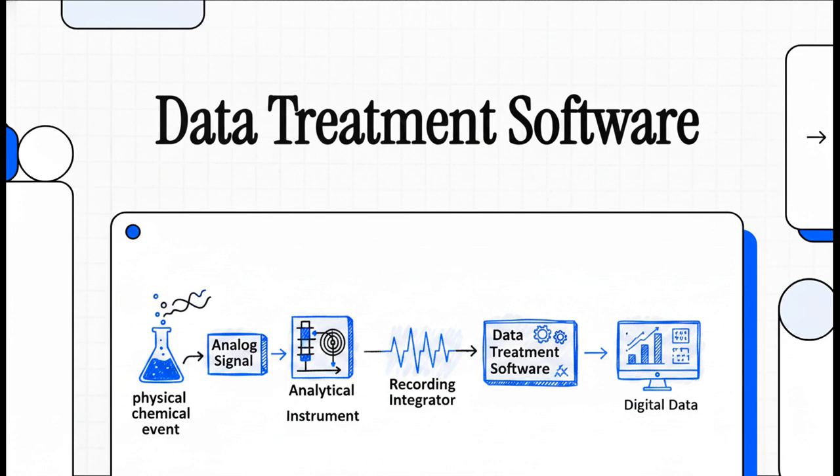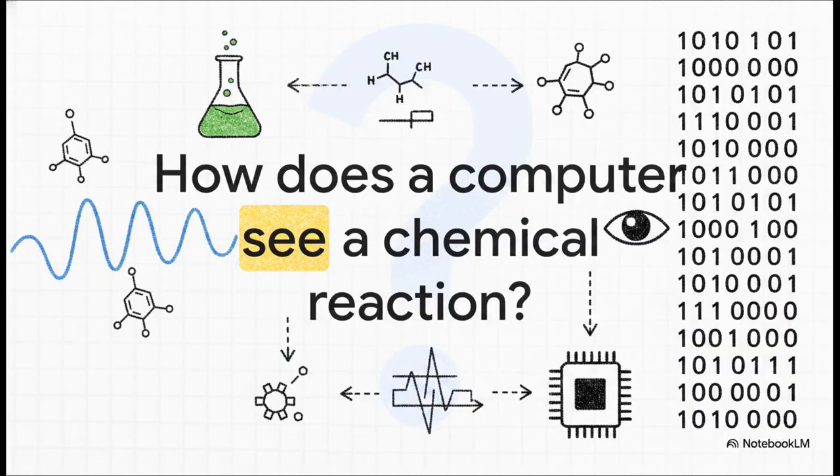It's a pretty incredible journey, taking a literal physical reaction in a lab and turning it into a precise number on a microcomputer. Because think about it for a second. We live in an entirely analog world, one that's full of continuous, flowing variables. But computers, well, they strictly speak digital. They only understand those discrete, coded units of zeros and ones. So it begs the question, how does a computer actually see a chemical reaction?